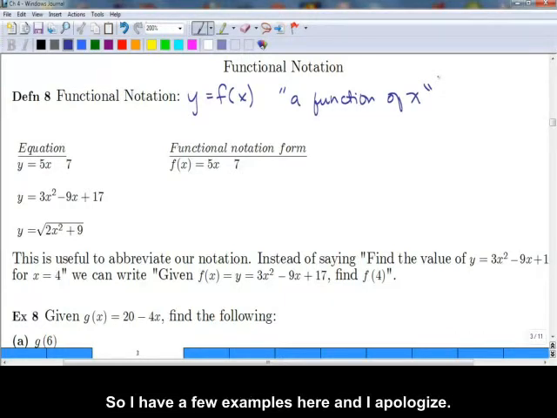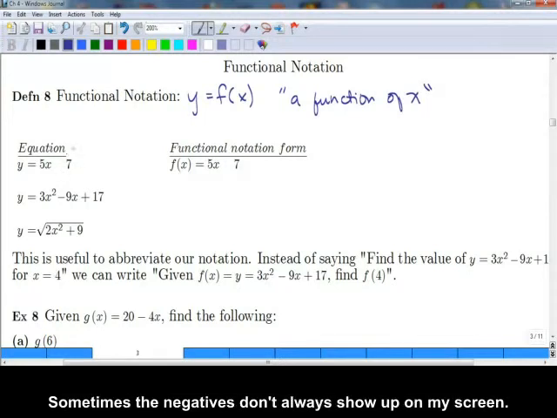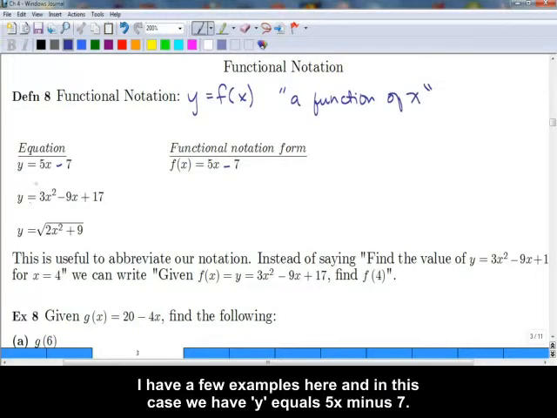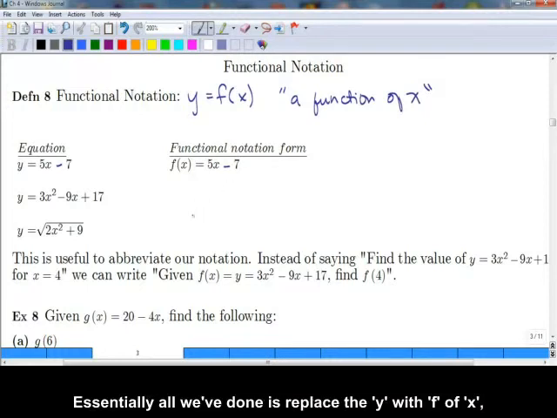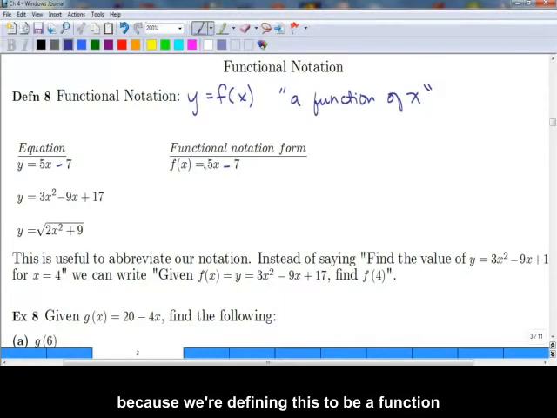So I have a few examples here, and I apologize, sometimes the negatives don't always show up on my screen. In this case we have y equals 5x minus 7, so in functional notation we would just write it as f of x equals 5x minus 7, and essentially all we've done is replace the y with f of x because we're defining this to be a function that we want to use over and over and over again.